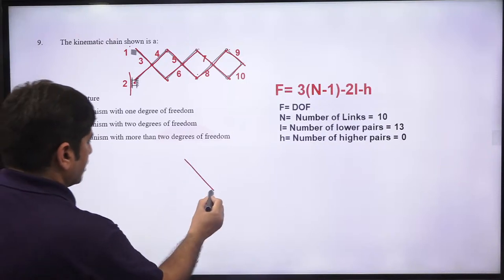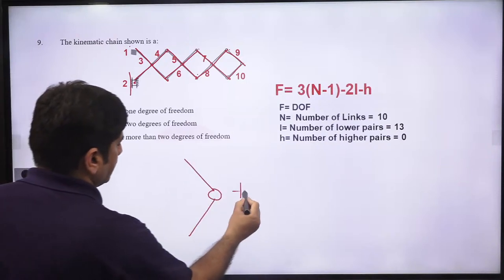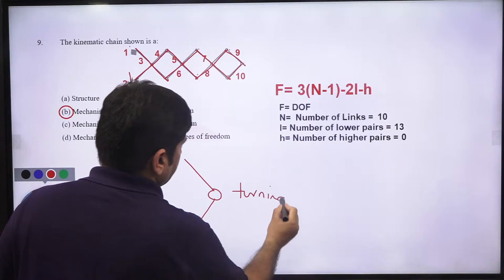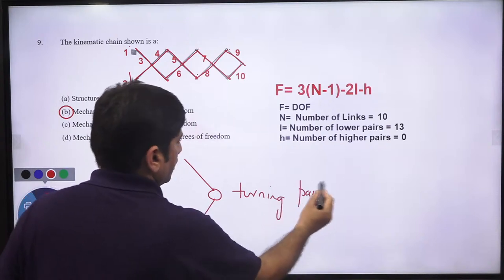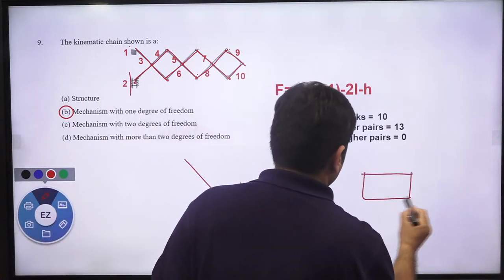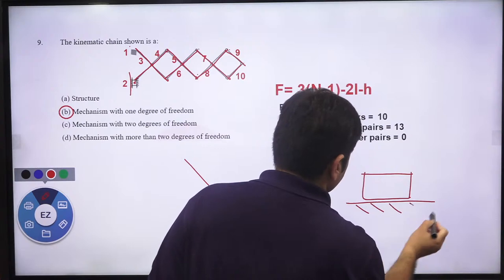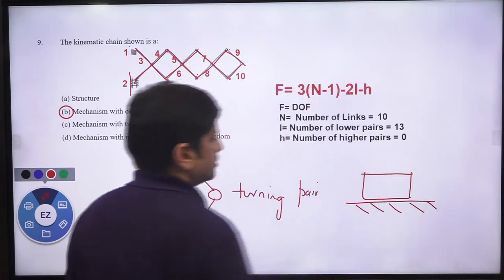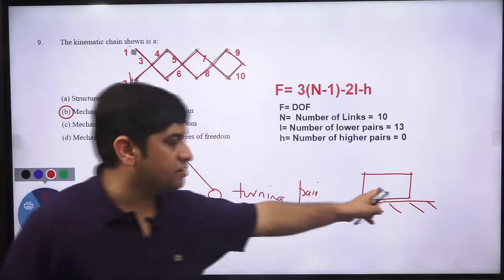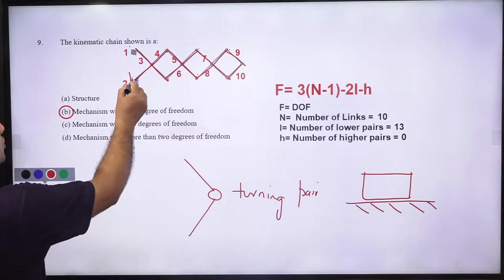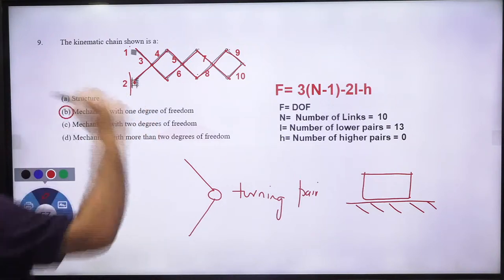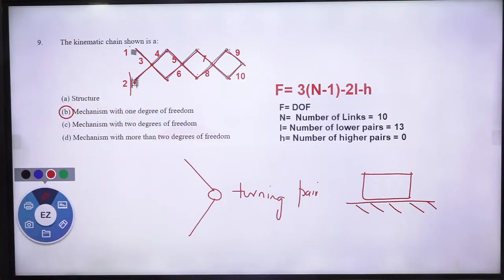So whenever there are two links connected, this is a turning pair. This is the turning pair. Whenever there is a slider kept on a fixed link, that is called a sliding pair. So this is the sliding pair. We have a sliding pair also, and here we have a turning pair also. So total number of pairings, we have 13. I hope you understood how we got 13 pairs.